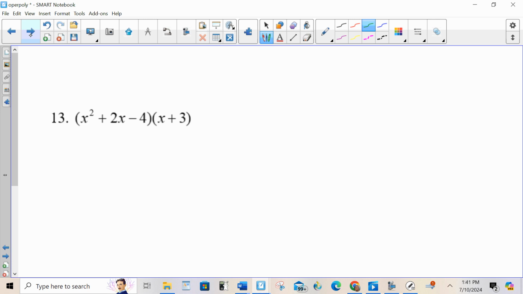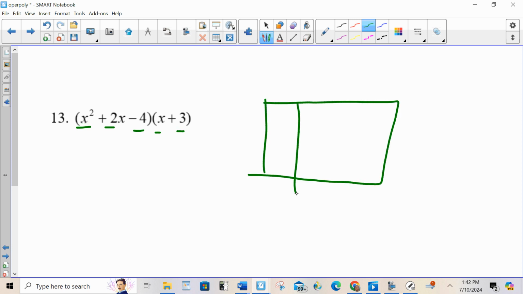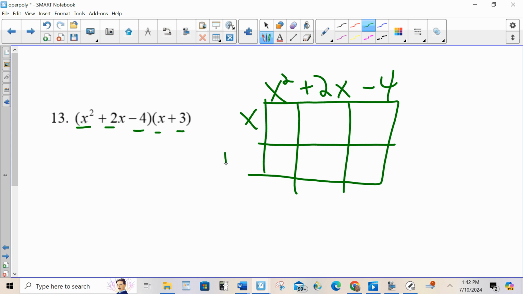Let's do a 3 by 2 now. Again, I'm multiplying polynomials, so I do my box method. And since it's 3 terms times 2 terms, my box is 3 by 2. X squared plus 2x minus 4, x plus 3.